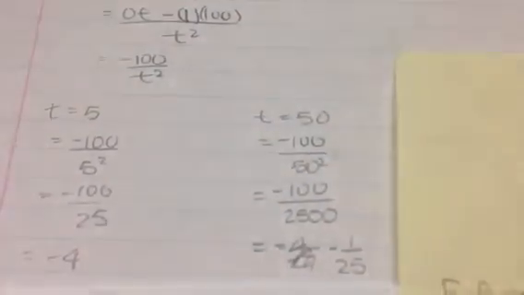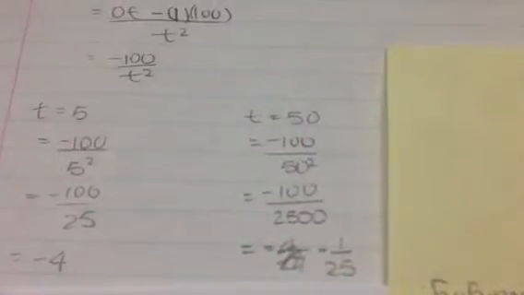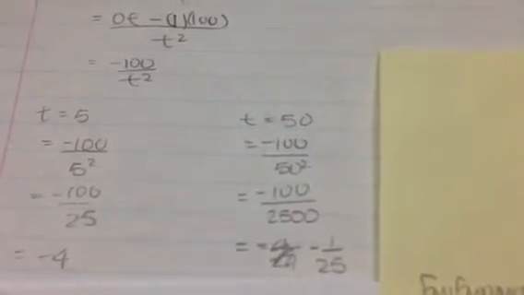So for 5, after you input that into the derivative function, at t equals 5 minutes, C prime(t) equals negative 4. At t equals 50 minutes, C prime(t) equals negative 1 over 25. And at t equals 100 minutes, C prime(t) equals negative 1 over 100.